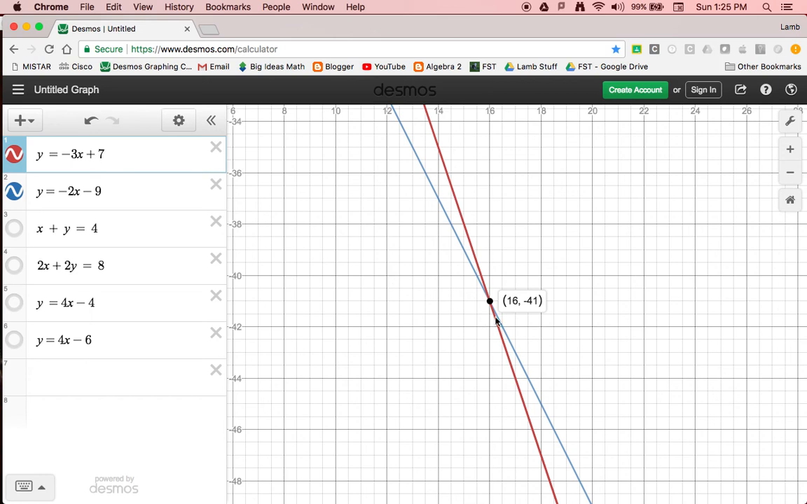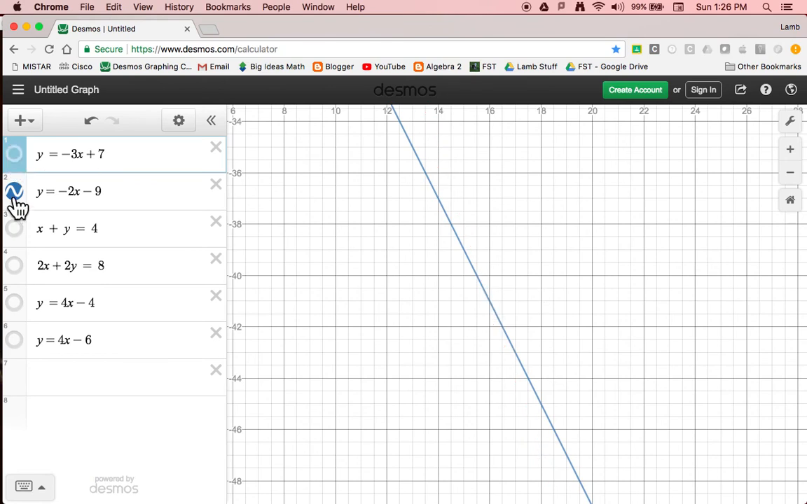At the same time, if I were to plug 16 into this equation, I would also get an answer of negative 41. So if I plug in 16 there, I get 16 times negative 2, which is negative 32, minus 9 is negative 41. So this is our common solution. These 2 equations, this system of these 2 equations, are considered to be consistent. So that's what we're talking about with a consistent system. They have one or more solutions. That's what you dealt with a lot last year in your math class, finding this point, this coordinate where they intersect, what the common solution is.